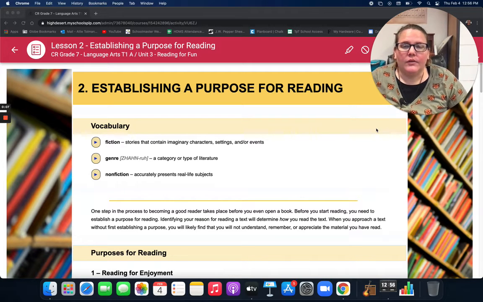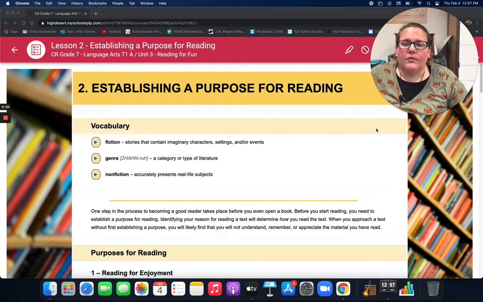This week we are in Unit 3, Reading for Fun, and we are on Lesson 2, Establishing a Purpose for Reading. As always, it's a great idea to have a notebook handy, ready to go, to take notes on what you find interesting, on what you think you need to remember, as well as if you have any questions, you can write them down as you go, and that way you remember them a little bit better.